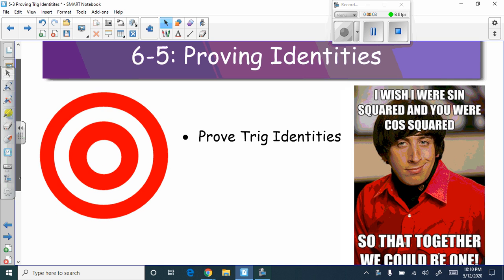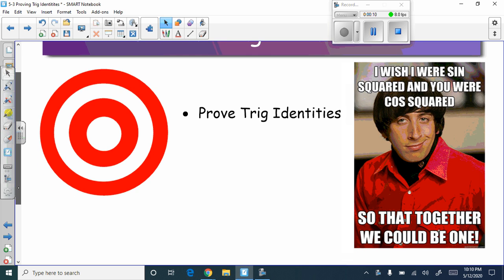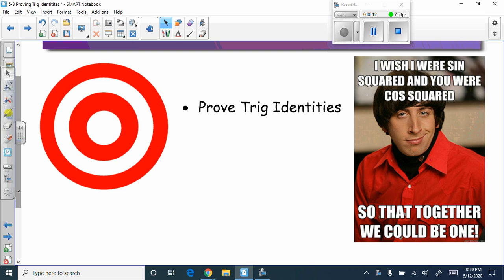So section 6.5, we're going to take a look at proving identities, and a little math humor over here to the right. So I think that's fine.